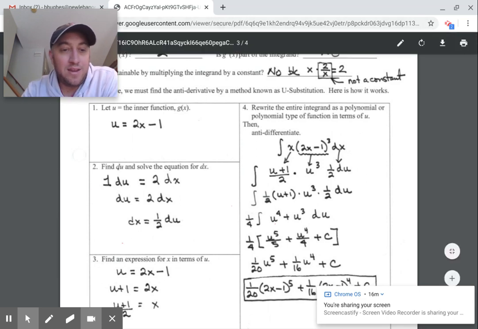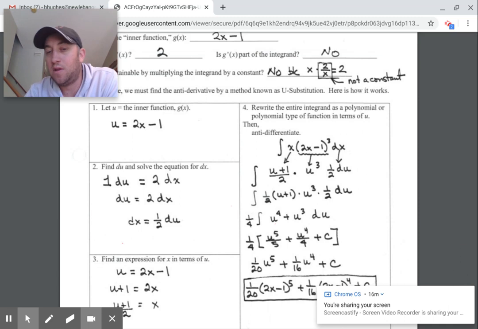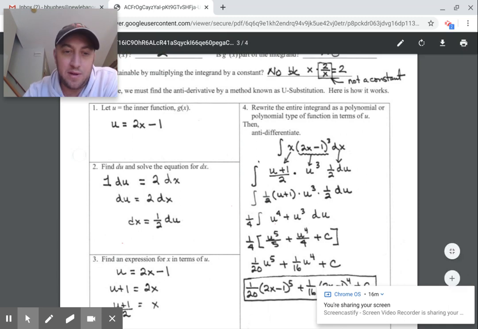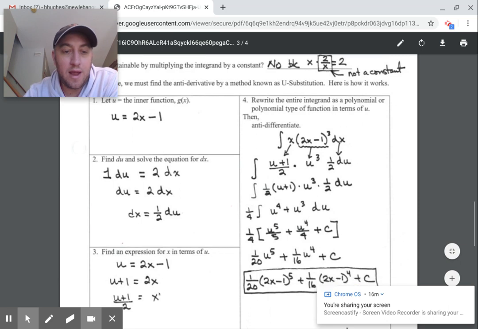We're going to find du and solve the equation for dx. Basically, what we're going to have is I have my original function over here, or the original integrand, the integral of x, the 2x minus 1 to the third power with respect to x. I'm going to basically replace all of these x's with u's. And it's going to be a little bit different. So I'm going to now take my equation right here.